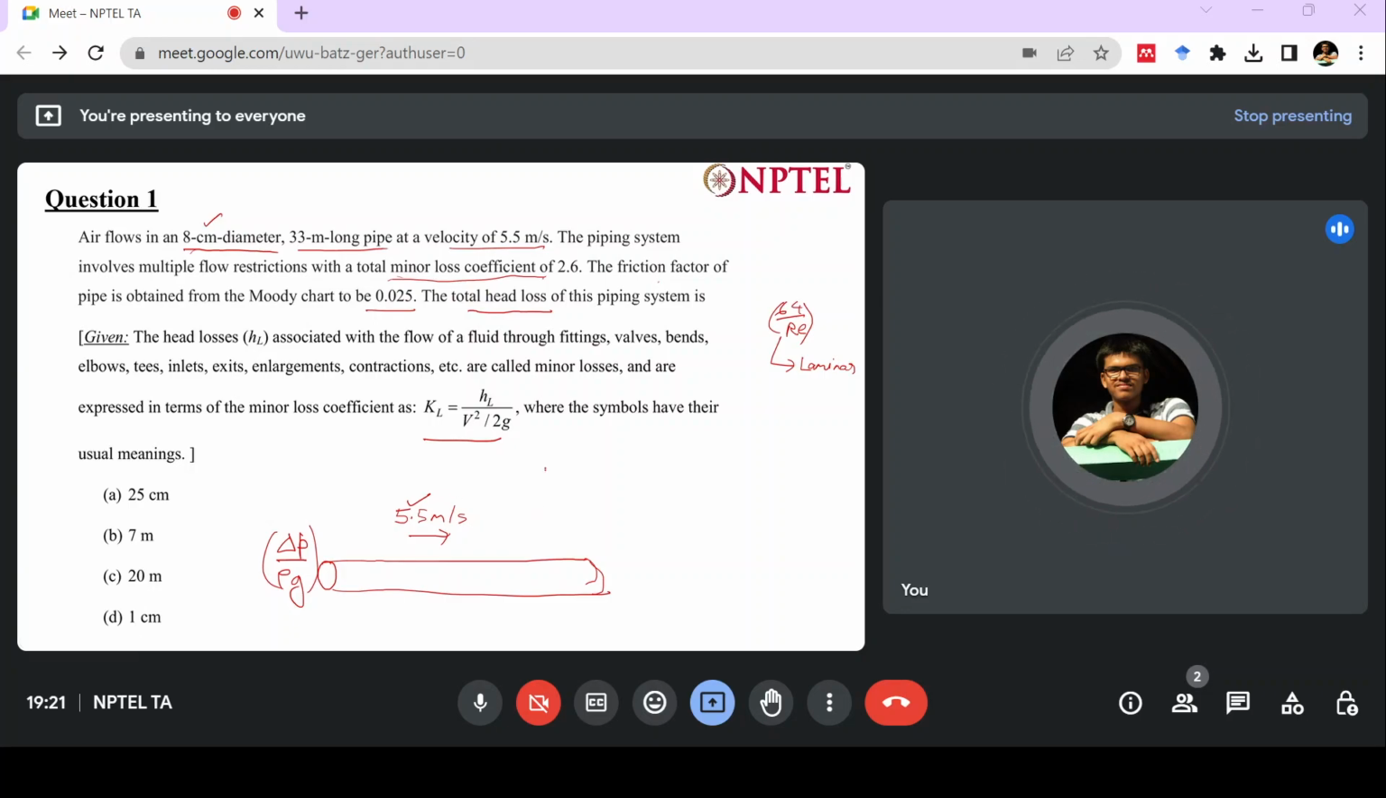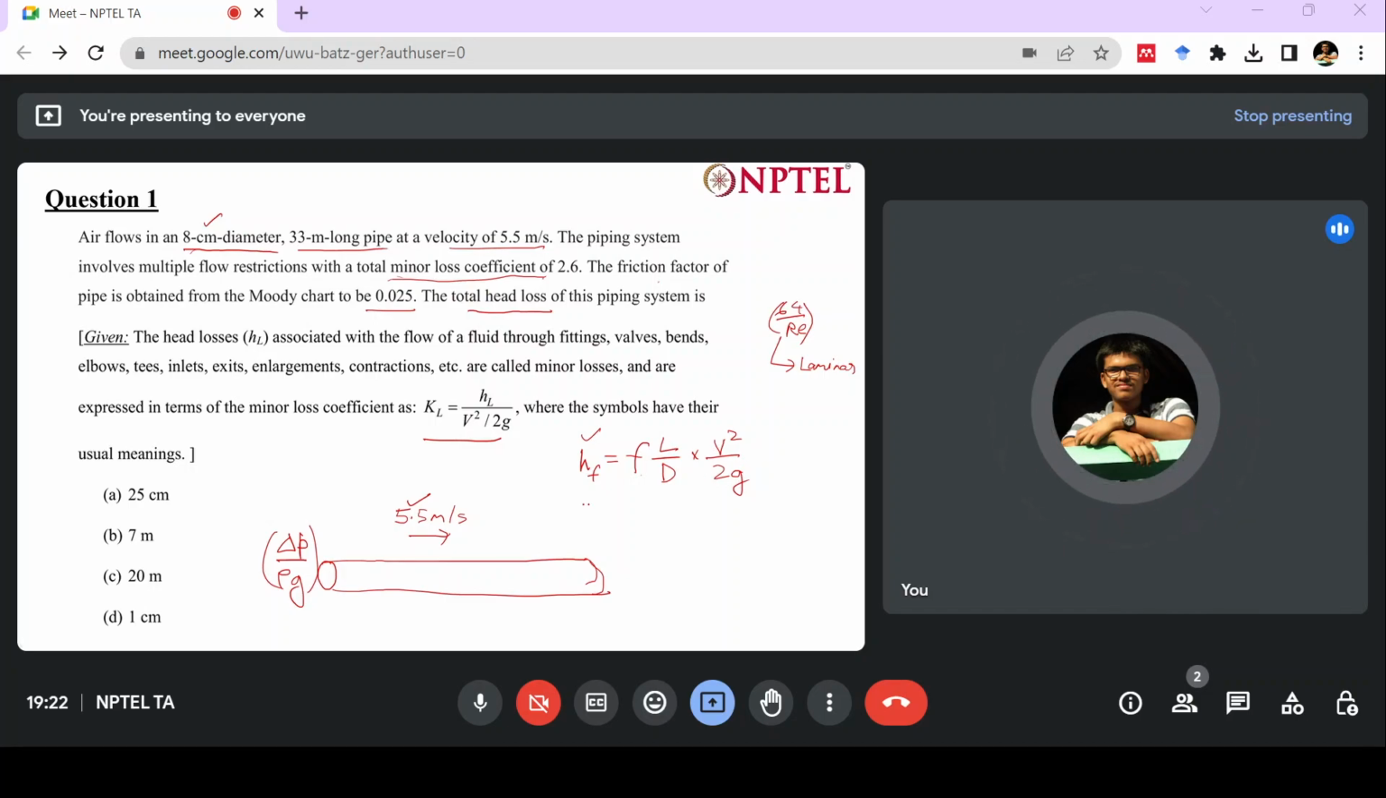For frictional loss, we have this friction factor, L by D. So this is straight from definition. This into our V square. We will put in our values and we will get this frictional head loss. So we know each and every value in this formula. D is diameter, L is length, V is velocity.